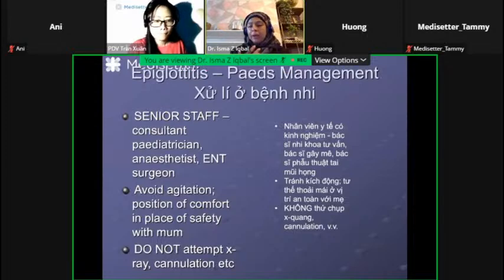If they've got severe airway obstruction, then the anaesthetist will be able to intubate them safely, or you can do a pediatric tracheostomy.